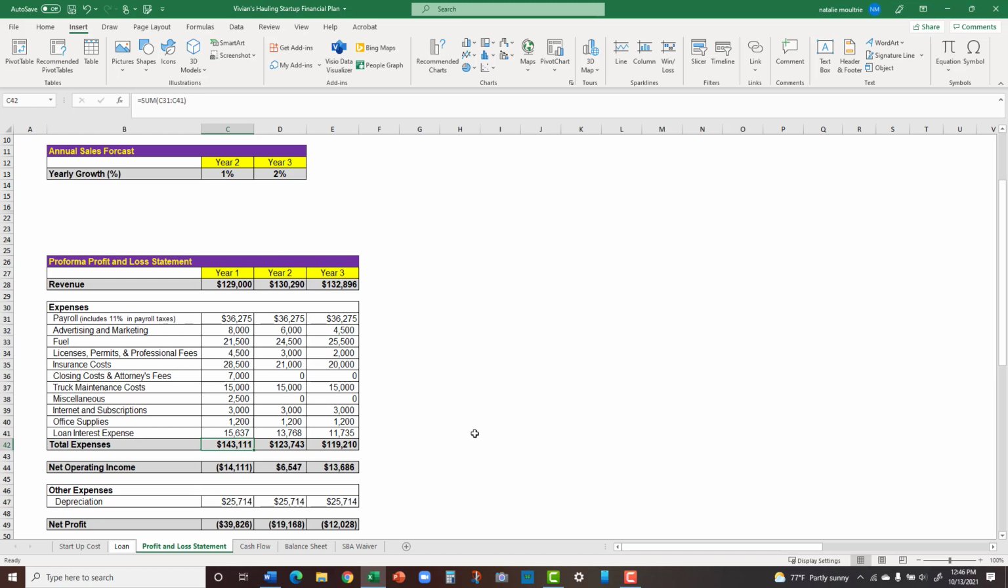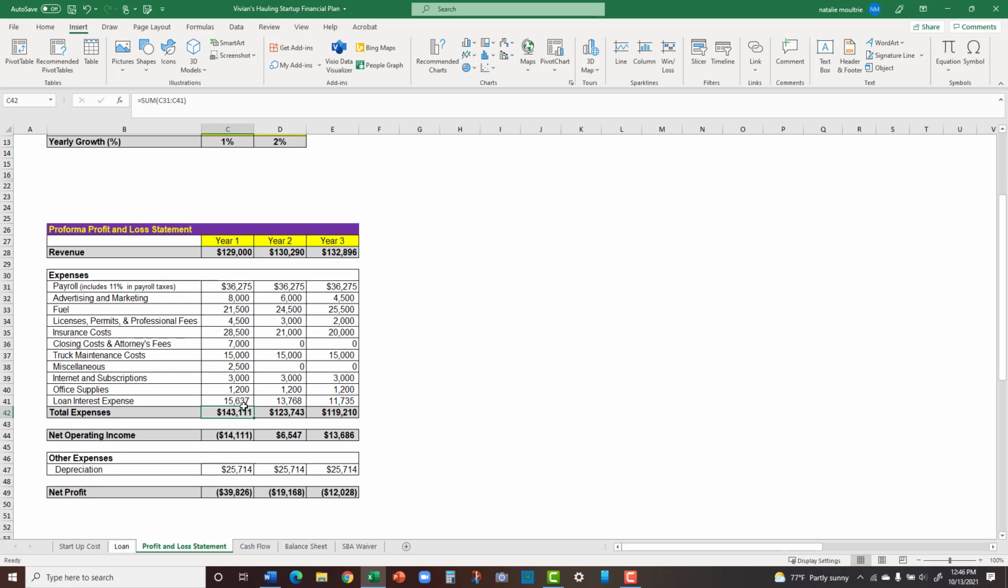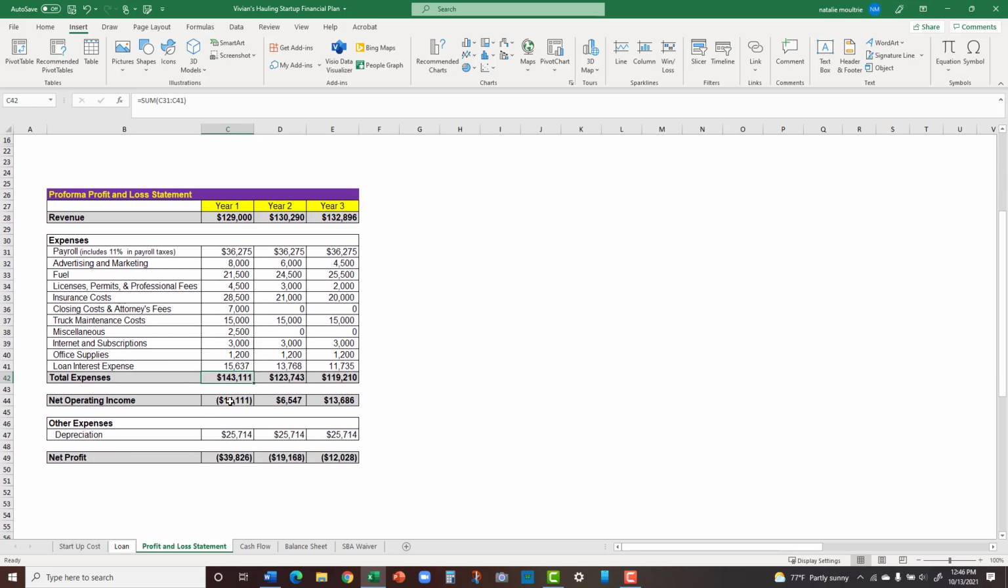So we anticipate the first year to have $143,111 in expenses. Subtract that from our revenue, we have a net loss. And then we talked about the depreciation. All right, and so that gives us a negative net income for the year of $39,826. And we can see that with each year, although we're still operating at a negative, it's looking better. It's not as big of a deficit.